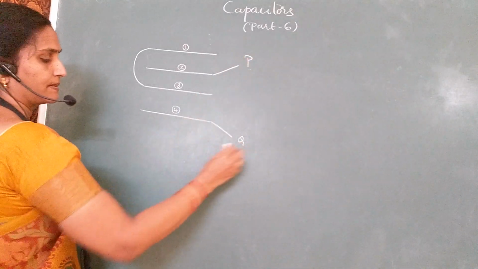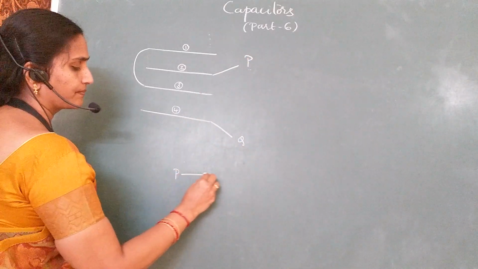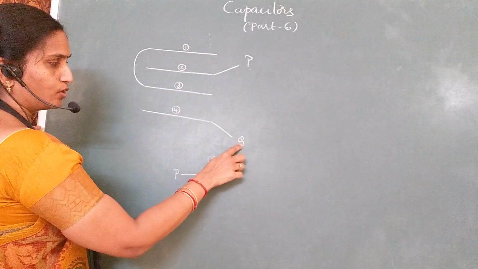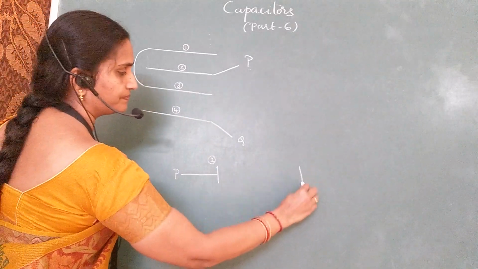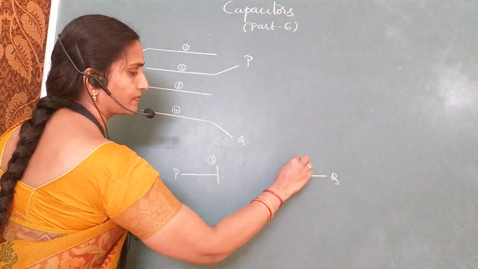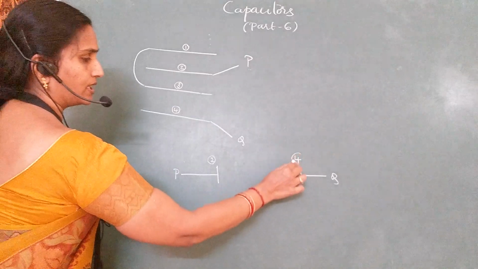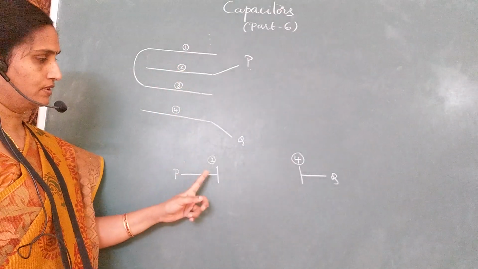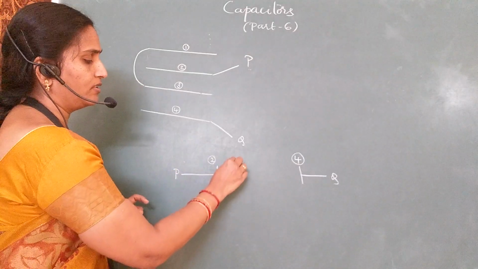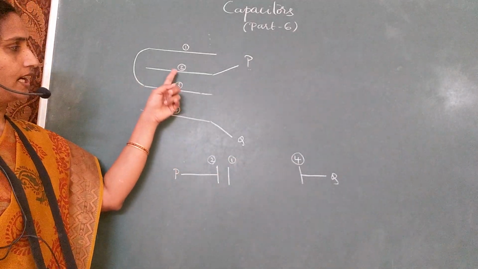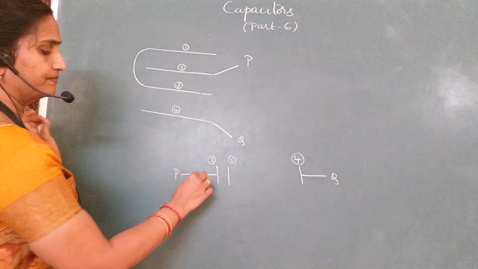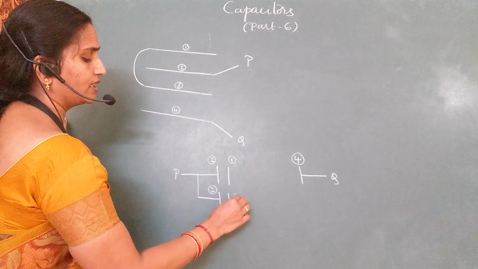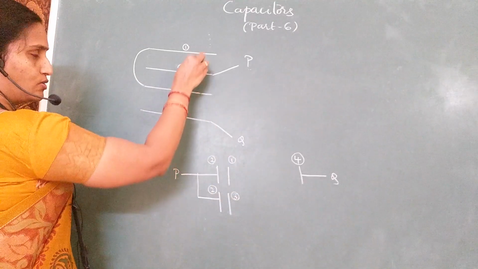Start with P first. So this is your terminal P, which is connected to plate number 2. Q is connected to plate number 4. That is your second step. Then there is a capacitor between 1 and 2. 2 is existing, so I will make one line, call this as 1. Another capacitor is between 2 and 3. This is 2. I draw one more line, call it as 3. These two are completed.